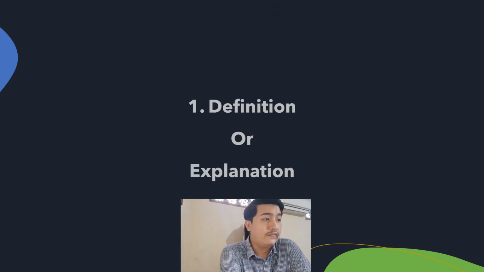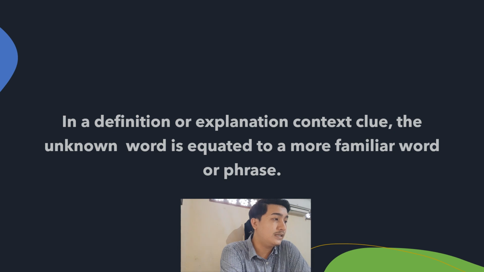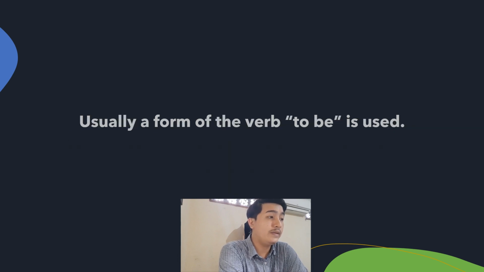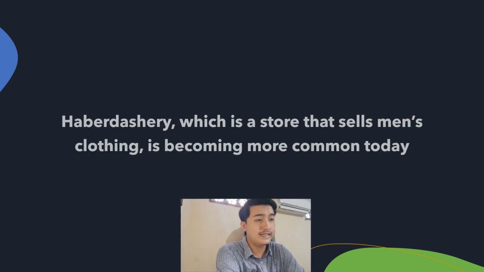Number 1. Definitions or explanations context clue. In a definition or explanations context clue, the unknown word is equated to a more familiar word or phrase. Usually, a form of the verb to be is used. As an example, haberdashery, which is a store that sells men's clothing, is becoming more common today.